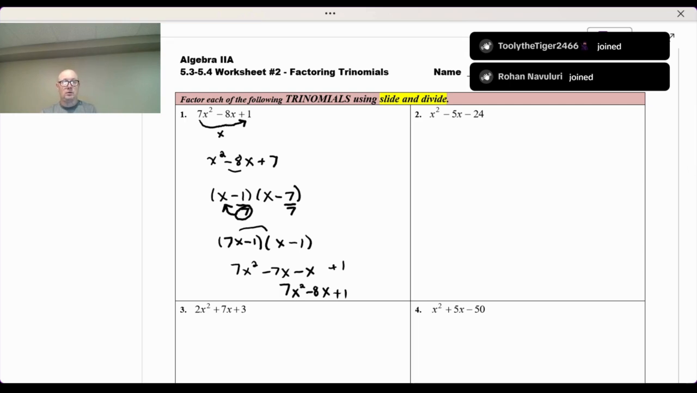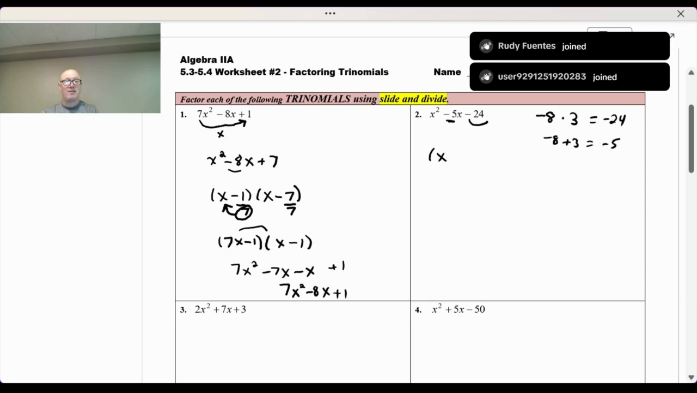All right, problem 2. This is a 1 here, so we don't have to slide and divide this. We just need to find two factors that multiply together to give us negative 24, but when I add them together, I get negative 5. In this case, negative 8 times 3 equals negative 24, and negative 8 plus 3 equals negative 5. So that means our factors are x minus 8 times x plus 3.